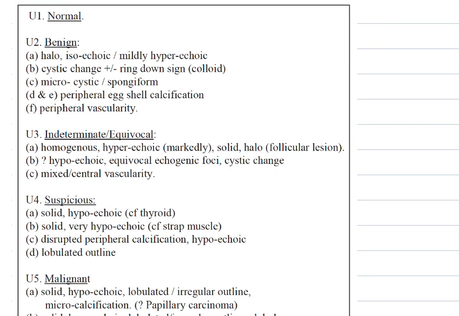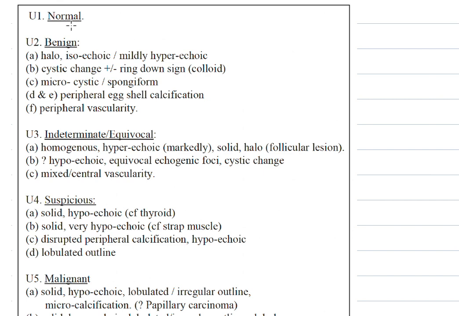U1 is normal thyroid. There can be a nodule, but it is usually benign. And then U2 is also benign. This is isoechoic or mildly hyperechoic. This will be the ultrasound finding of thyroid, that they will mention that the thyroid is isoechoic, mildly hyperechoic, cystic changes, plus minus ring down sign, which is colloid inside the thyroid. Then there can be microcystic or spongiform, then peripheral axial calcification and peripheral vascularity. So these are the 6 features of benign thyroid nodule.